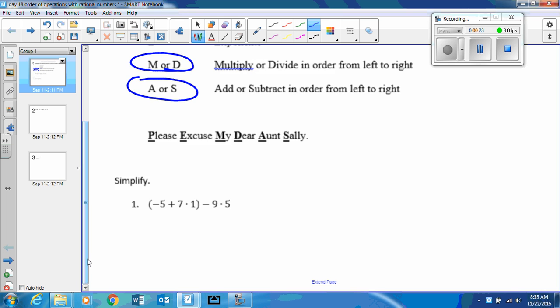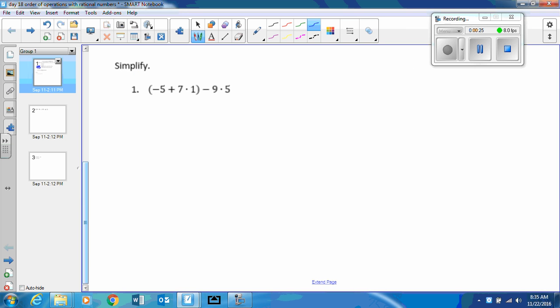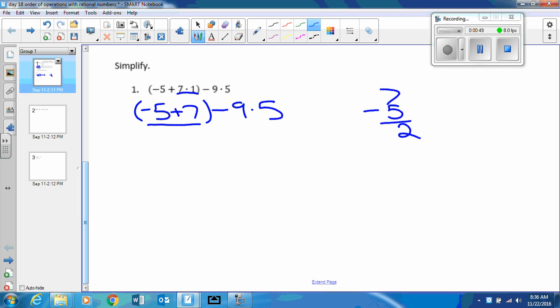So looking at our example, simplify. The quantity -5 plus 7 times 1 minus 9 times 5. In this case, I'd start in the parentheses with the multiplying. 7 times 1 becomes 7. Rewrite everything else the way it is. Next, in the parentheses, I would add together -5 plus 7. But those two numbers are different signs, so I would subtract the absolute values, and in this case, keep the positive sign.